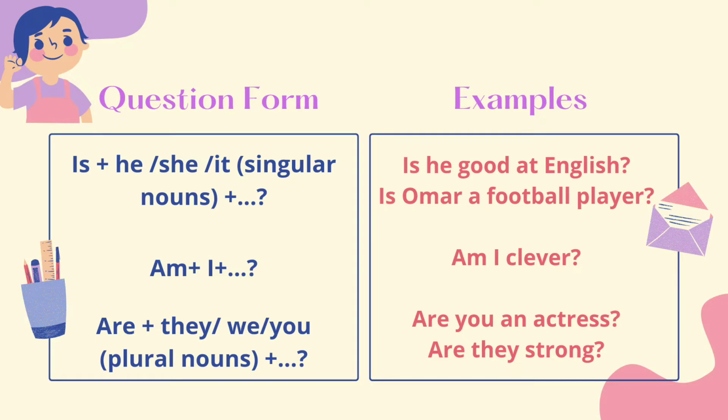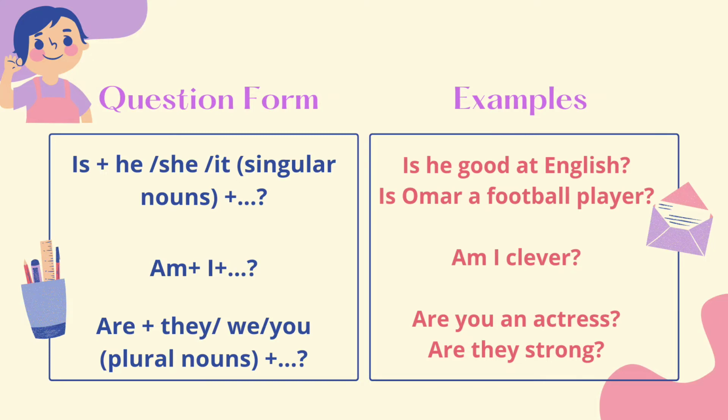Then we have am plus I plus the rest of the sentence plus question mark. For example, am I clever? Then we have are plus they or we or you or any plural nouns plus the rest of the question, and then we put the question mark. For example, are you an actress? Are they strong?